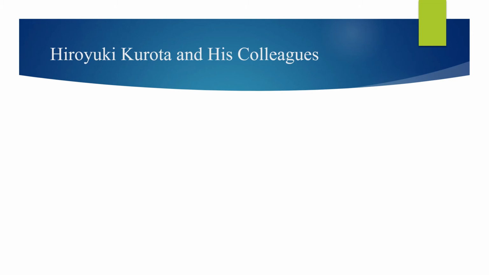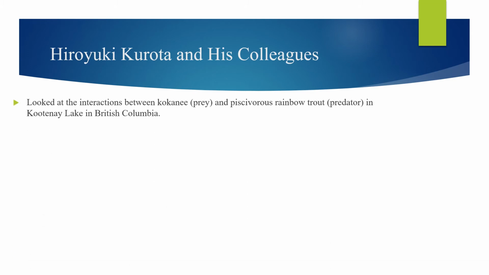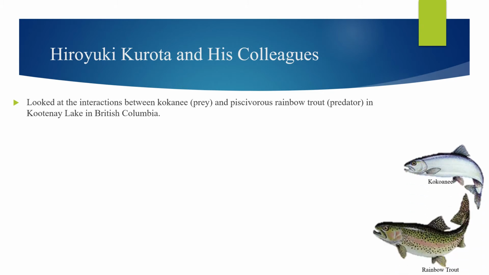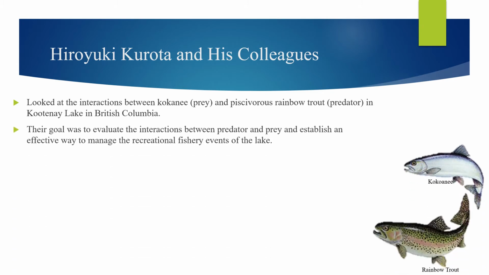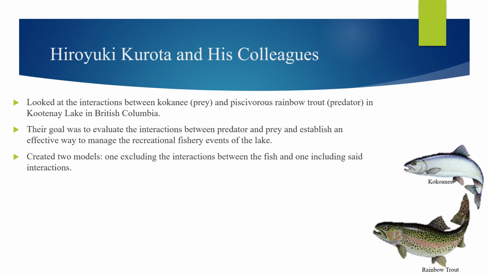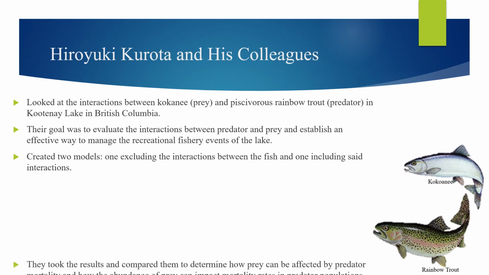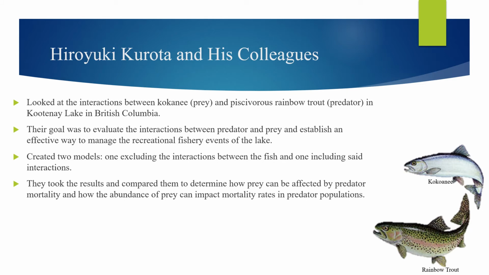Hiroki Kuroda and his colleagues looked at interactions between kokanee and rainbow trout in Kootenay Lake in British Columbia. Their goal was to evaluate the interactions between predator and prey and establish an effective way to manage the recreational fishery events of the lake. They created two models, one excluding the interactions between these fish and one including these interactions. They then took the results and compared them to determine how prey can be affected by predator mortality and how the abundance of prey can impact mortality rates in predator populations.